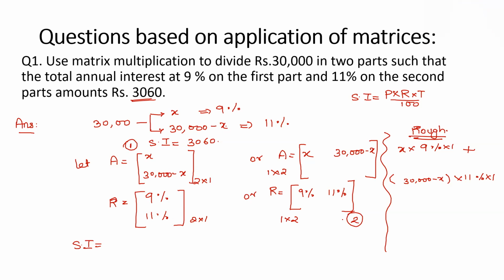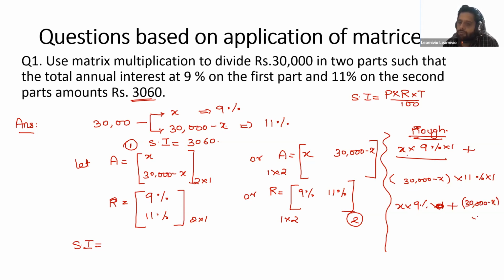Anyone else? Abdul, Maziha, Saf, Atif. Any idea which matrix we can take? We have already checked over here that we need the addition of these two. So this is only a single element. This complete part is a single element. We need this: x into 9% into 1, or we can ignore 1, x into 9% plus 30,000 minus x into 11%. Finally, we need this because we need to equate this with the simple interest 3060. So we just need a single element. We don't need 2-3 elements. Finally, we just need a single element.